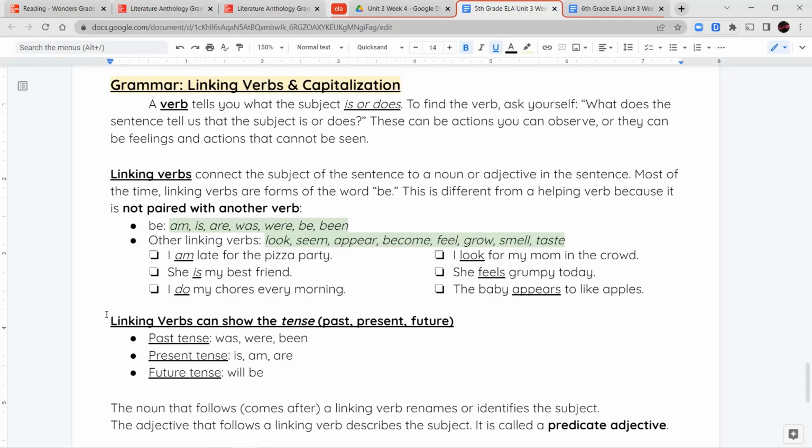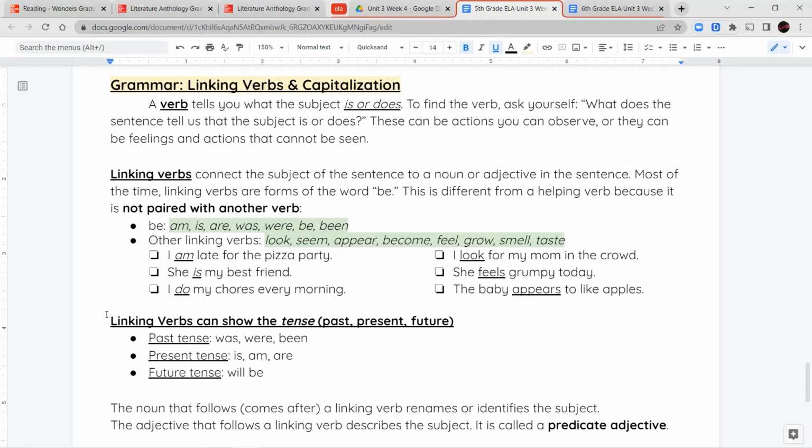Now, other linking verbs that we can look at are the words look, seem, appear, become, feel, grow, smell, taste. These all basically link your subject to another noun or to an adjective. So I can say, I am late for the pizza party. She is my best friend. I do my chores every morning. I look for my mom in the crowd. She feels grumpy today. The baby appears to like apples. So these are all linking something, your subject, to something else in the sentence, another noun or an adjective.